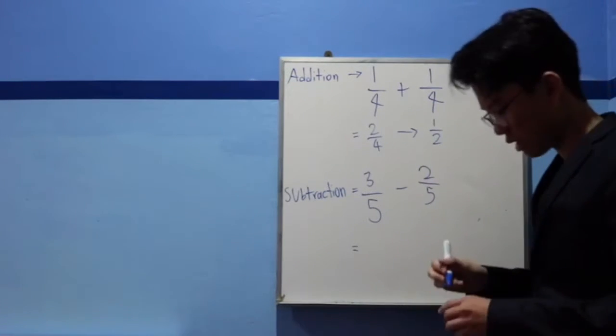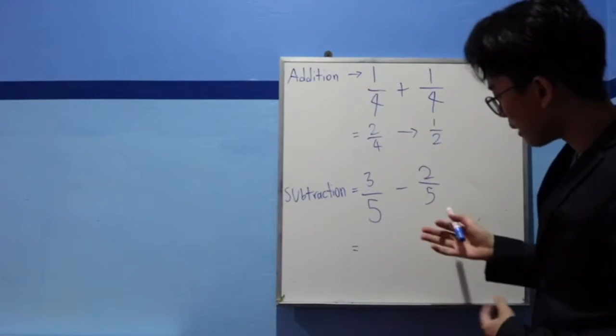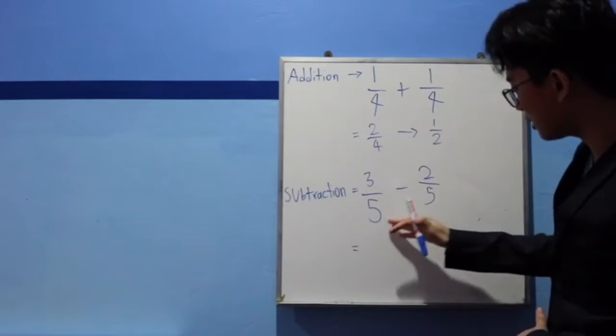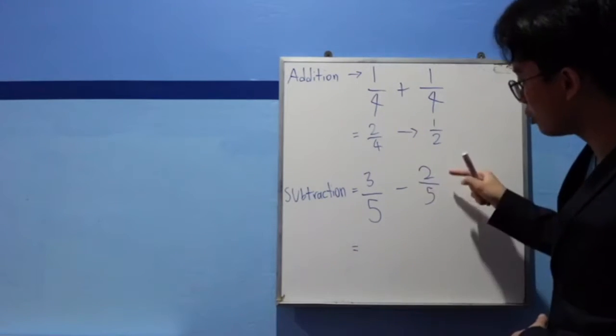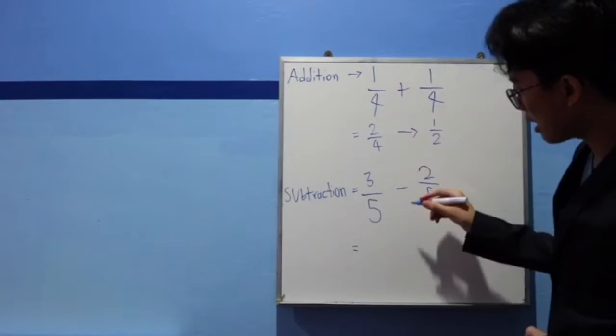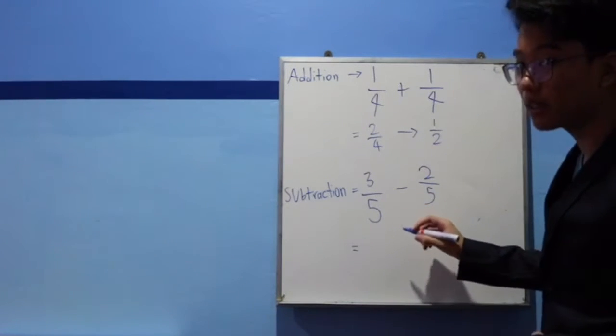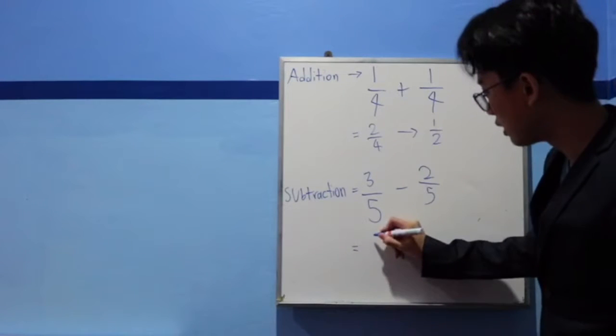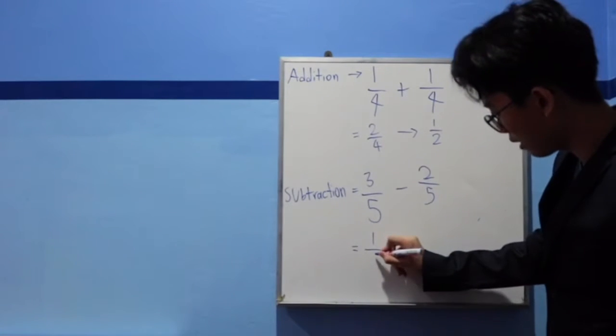As for subtraction, applying the same rule, the denominators are the same: 3 over 5 minus 2 over 5. Since the denominator is the same, it's just 3 minus 2. So at the end the answer is 1 over 5.